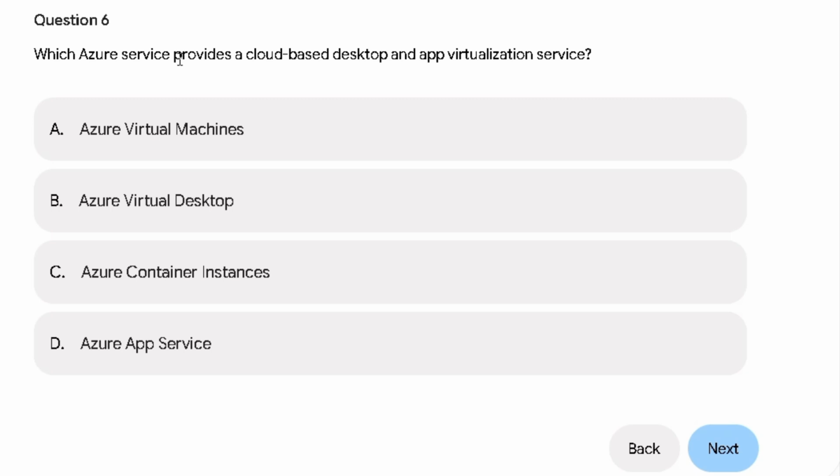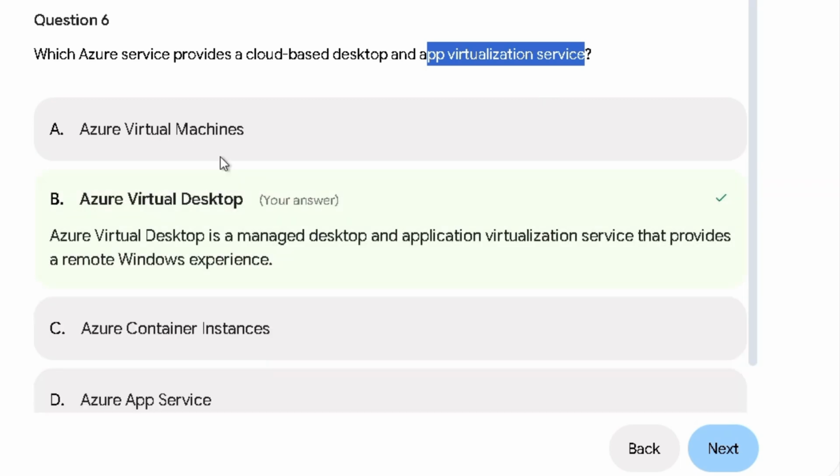Question number 6. Which Azure service provides a cloud-based desktop and app virtualization service? So we have Azure Virtual Machines, Azure Virtual Desktop, Azure Containers, and Azure Web Services. This is a trick question, guys, that can trick you. Keywords right here to be able to answer are cloud-based desktop and app virtualization service. That's going to be Azure Virtual Desktop. And Azure Virtual Desktop is a managed desktop and application virtualization service that provides a remote Windows experience.